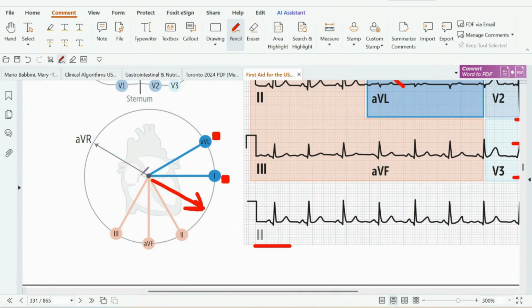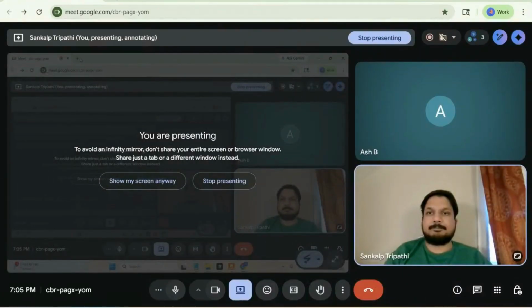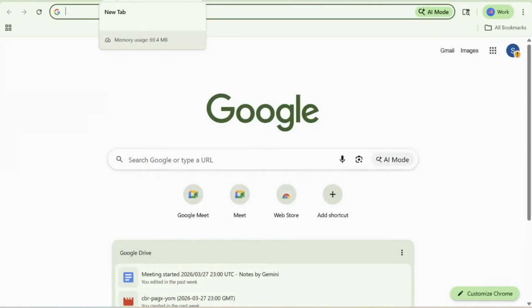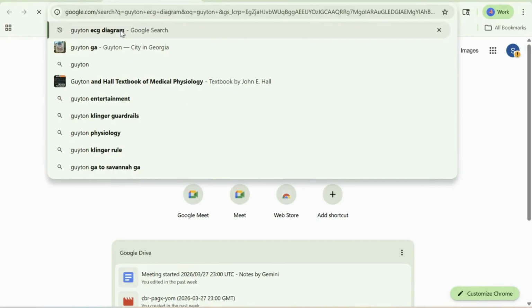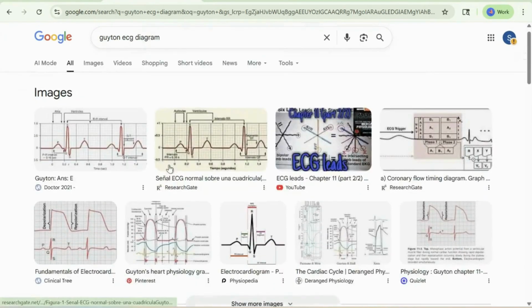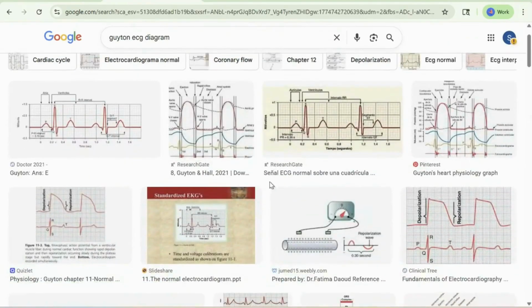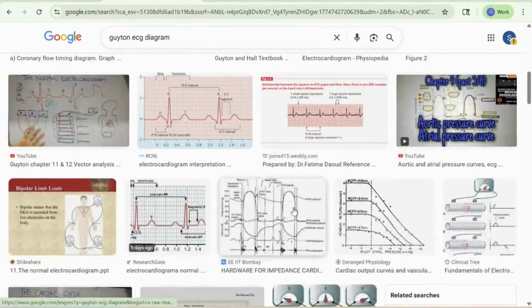You understand? Do you know that lead 2 captures the main vector? Have you seen that before? I can show it to you. Do you want to see it? Okay. So is that why everyone looks at lead 2? Yes.